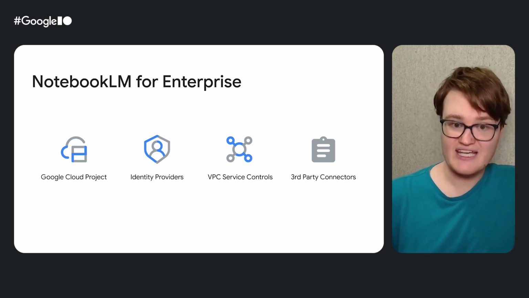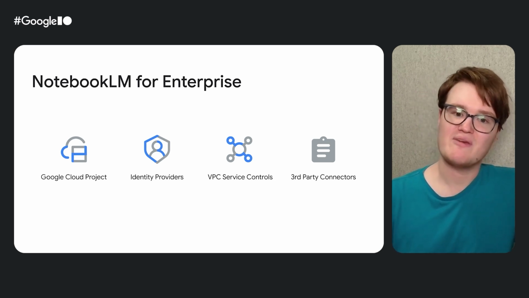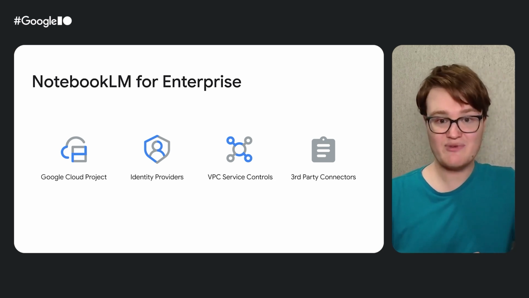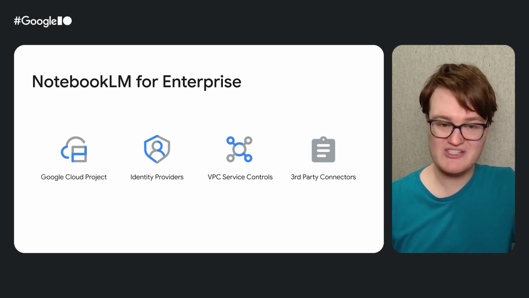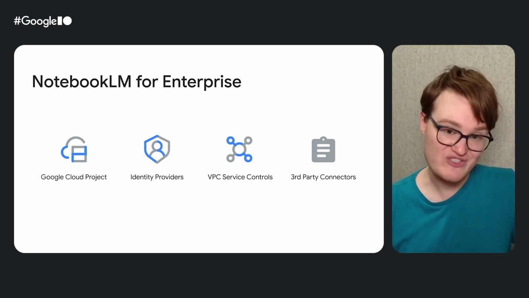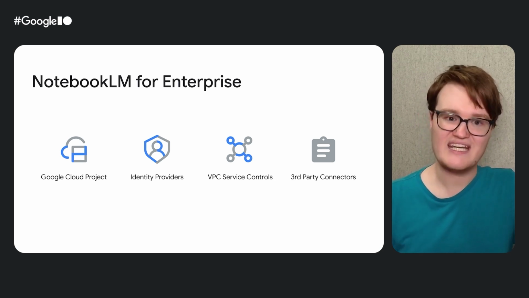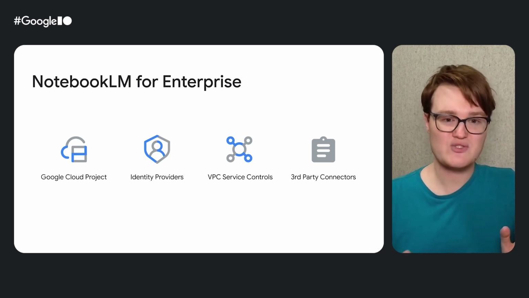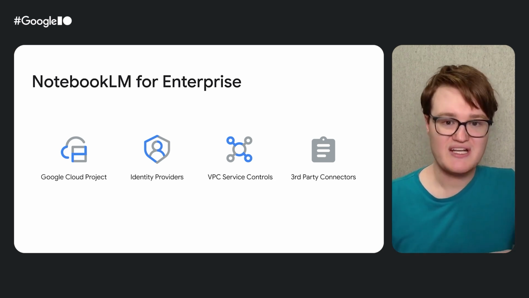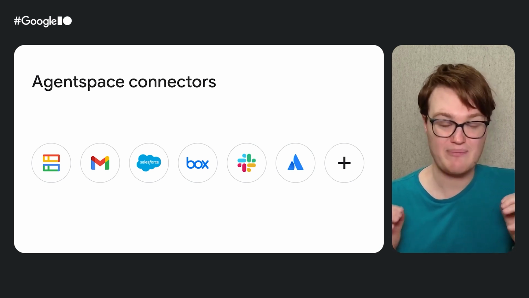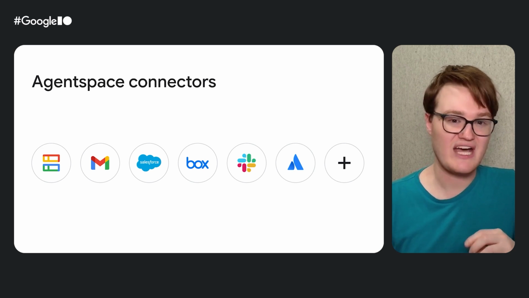You can authenticate using your own identity provider, use VPC service controls, set IAM permissions, share across teams and organization, and even import Microsoft Office files. You can import data into Notebook LM Enterprise from any source in Agentspace search results. This includes first-party sources like cloud storage and Gmail, and third-party sources like Atlassian, Dropbox, GitHub, Notion, Salesforce, Workday, and a bunch of others. There's links in the description with a full list of connectors and how to set them up.